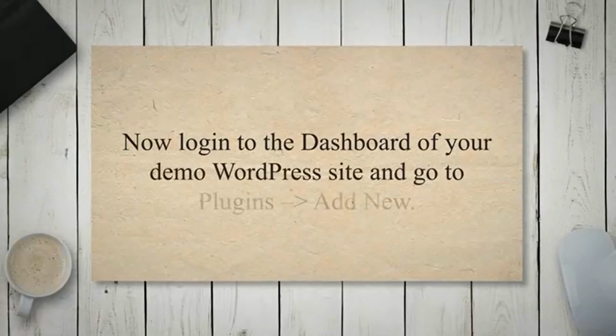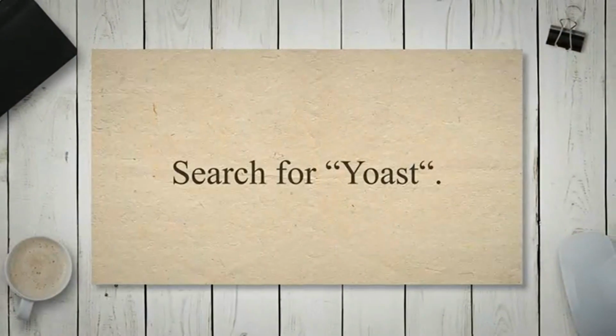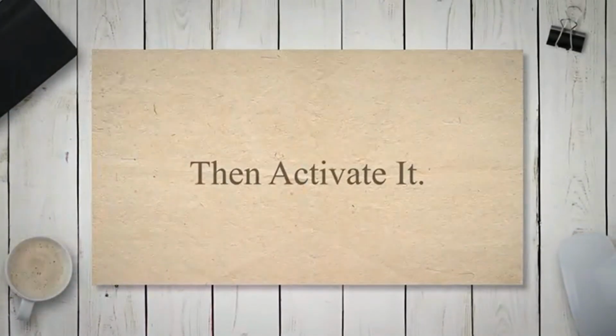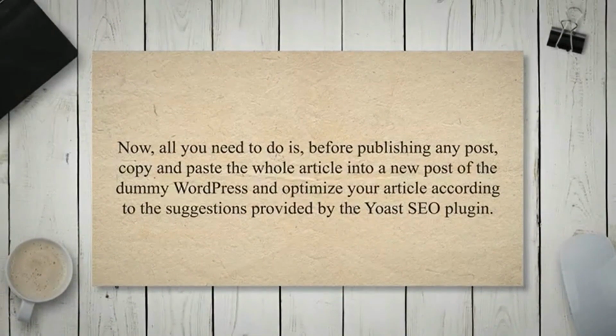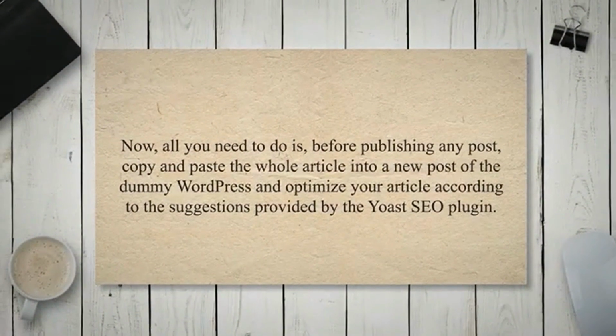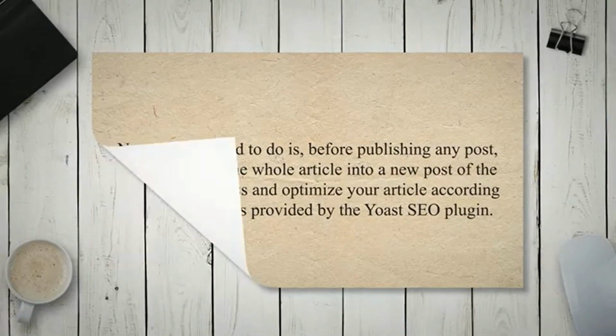Now log in to the dashboard of your demo WordPress site and go to Plugins, Add New. Search for Yoast. Click on Install Now. Then activate it. Now, all you need to do is, before publishing any post, copy and paste the whole article into a new post of the dummy WordPress and optimize your article according to the suggestions provided by the Yoast SEO plugin.